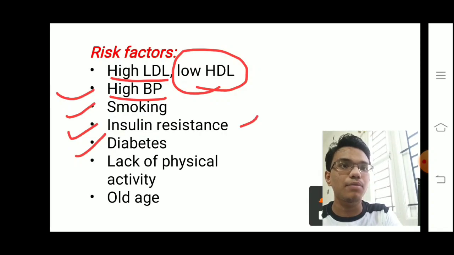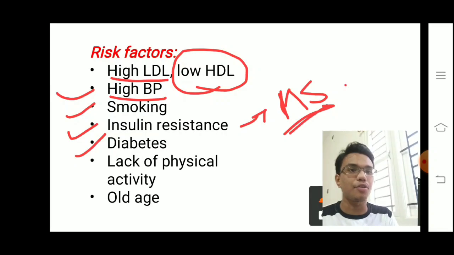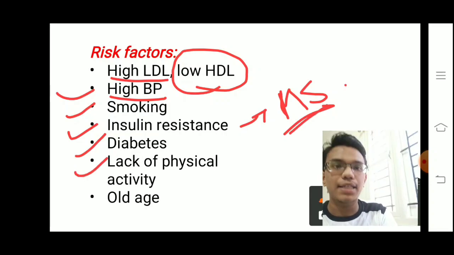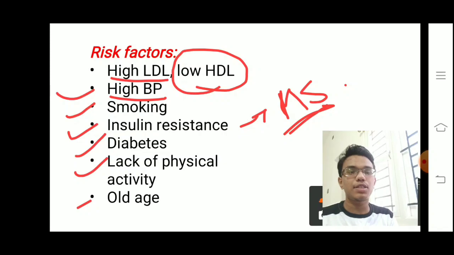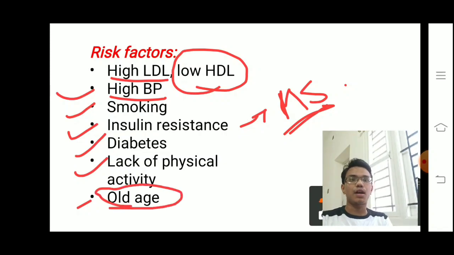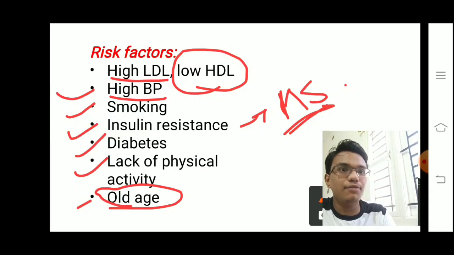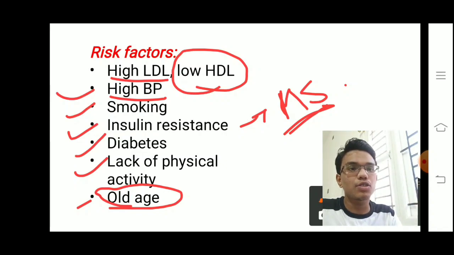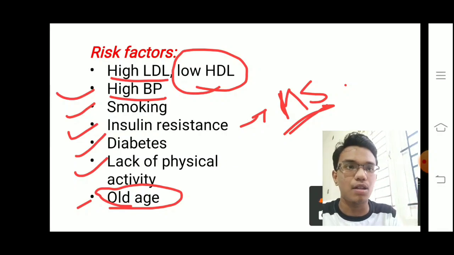Obviously this all will form the metabolic syndrome, MS, that is metabolic syndrome. And then lack of physical activity, old age. These are all the factors. Old age is one of the main components, right? It's a physiological component where atherosclerosis will occur automatically. So these are all the risk factors of atherosclerosis, and so they form the risk factors indirectly for IHD, that is ischemic heart disease, also.